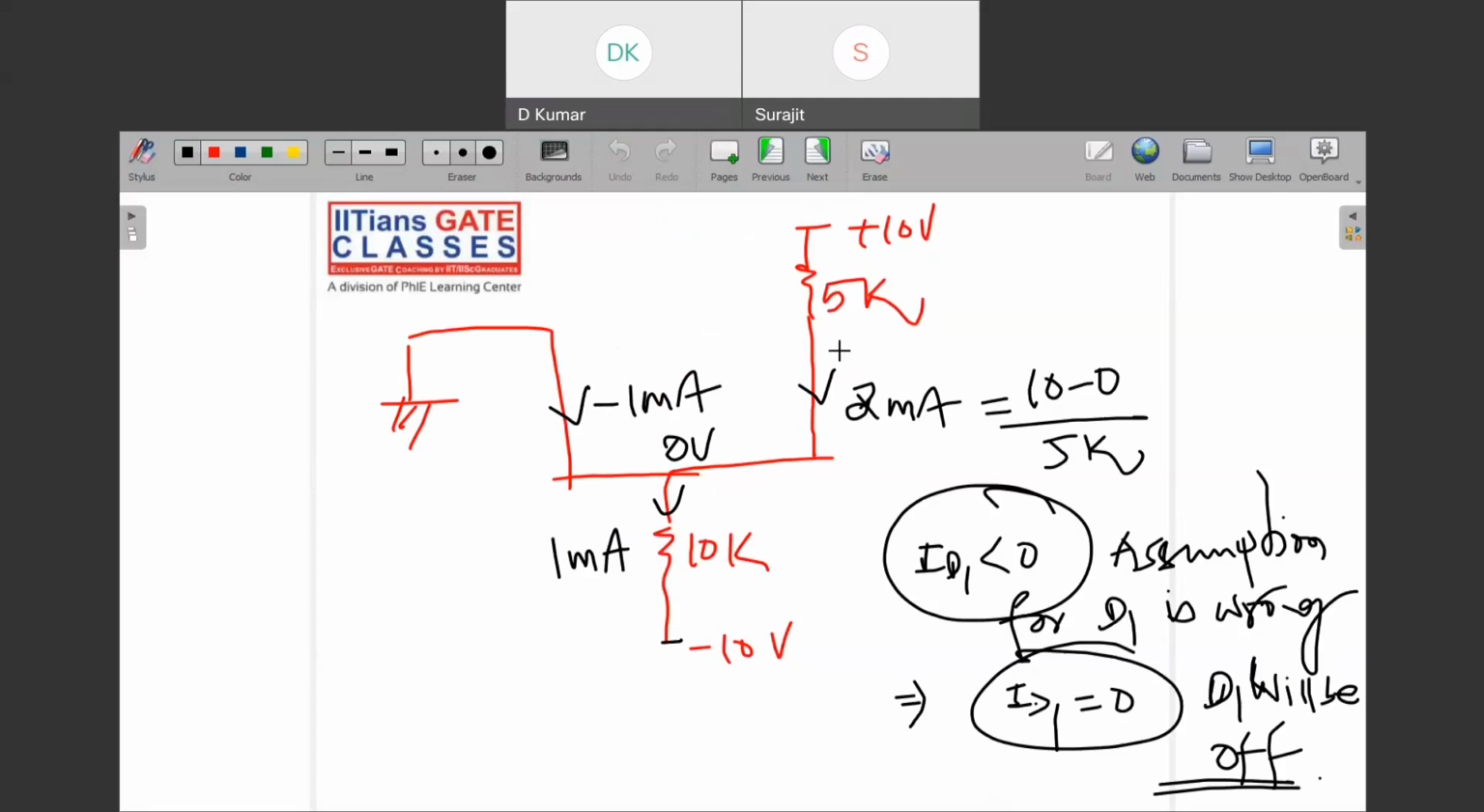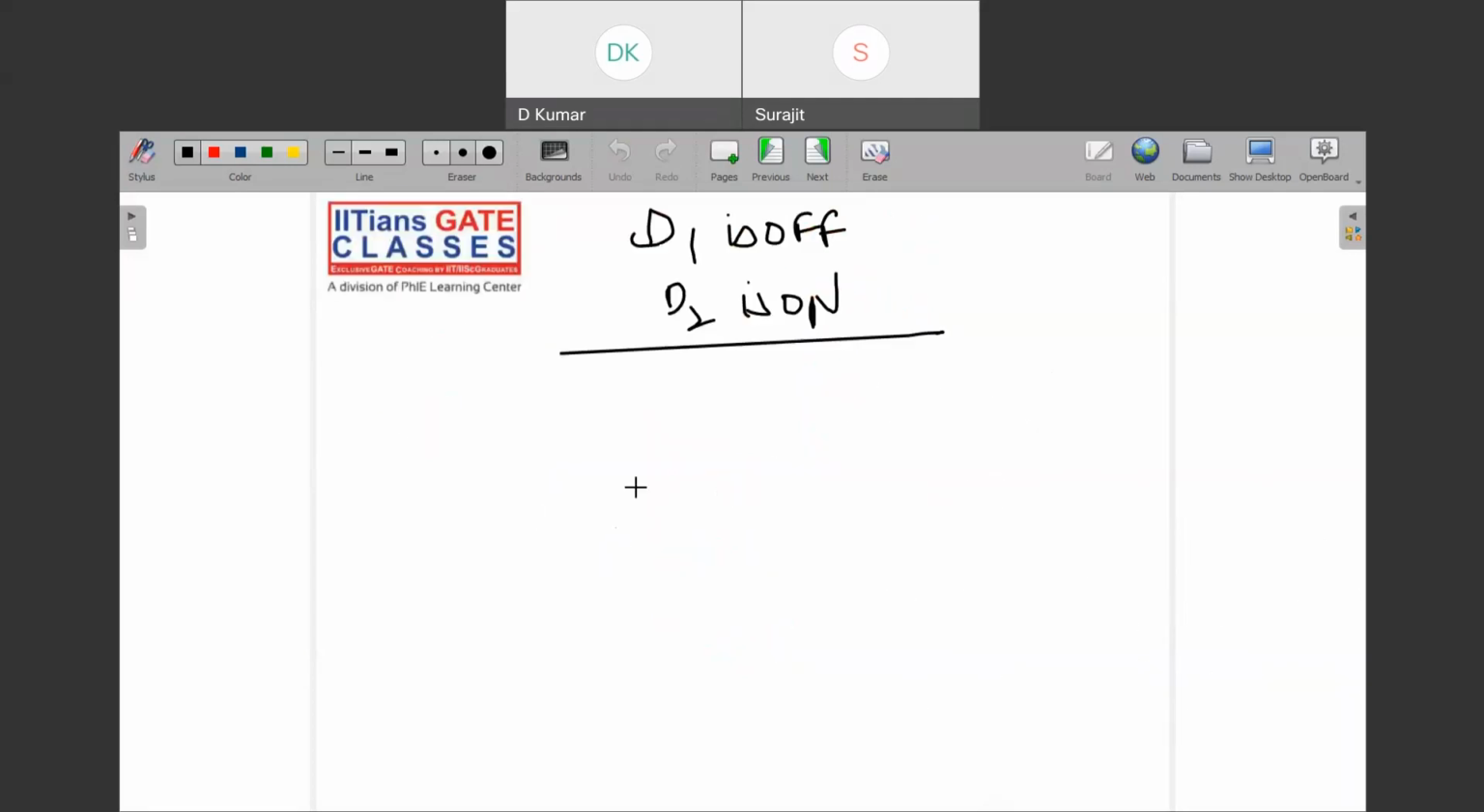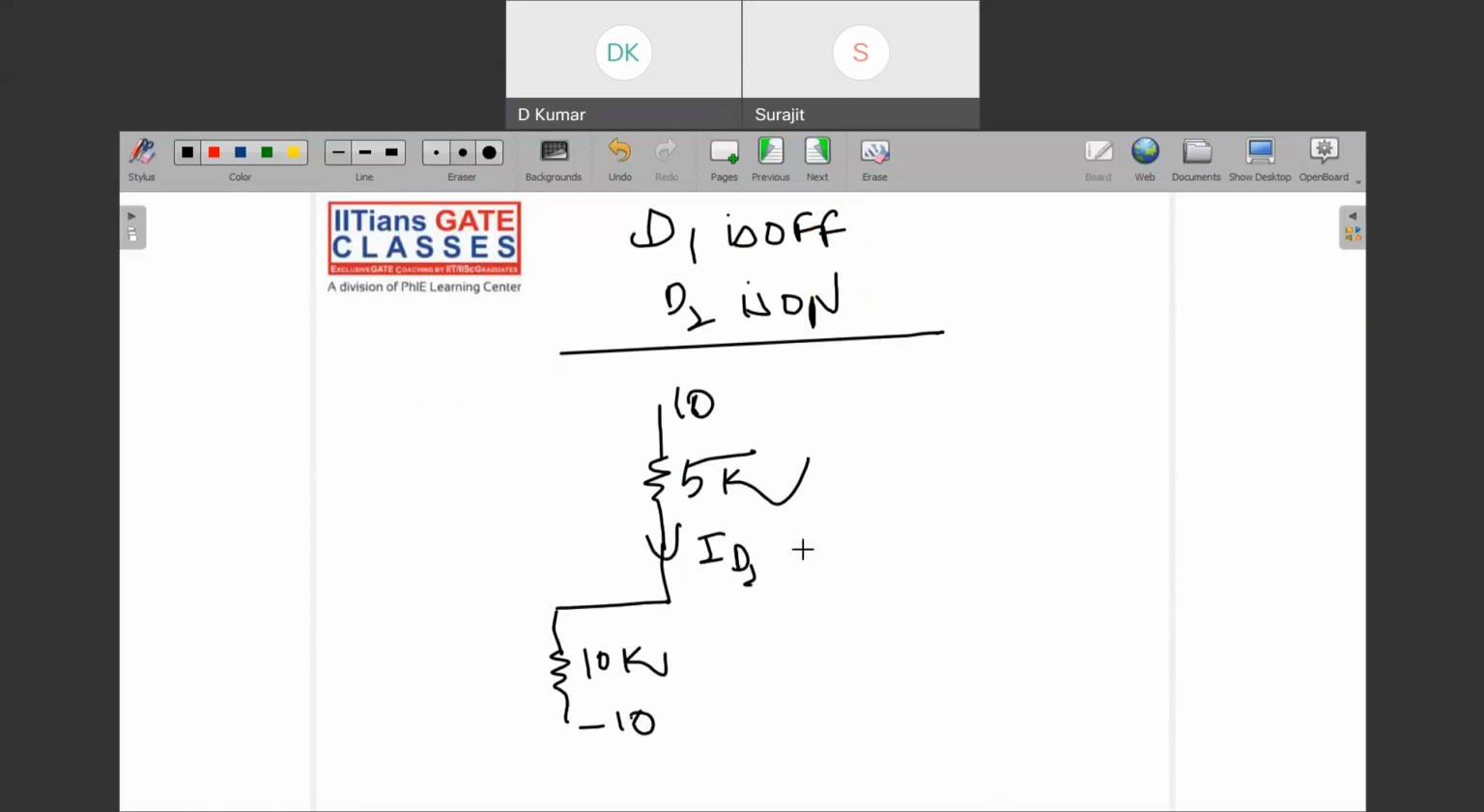If D2 is on, then what will happen? You will have to again draw the circuit. D2 is on, then draw the circuit like this, minus 10. This is 10. This is 5. This is 10. And find out the ID2. What is ID2 now? See, this is 10 plus 10 by 15. That is 20 by 15 A.